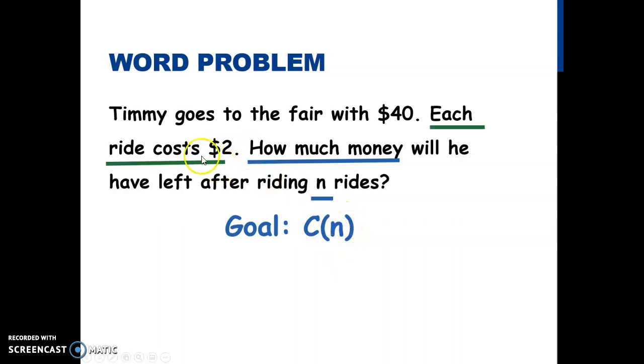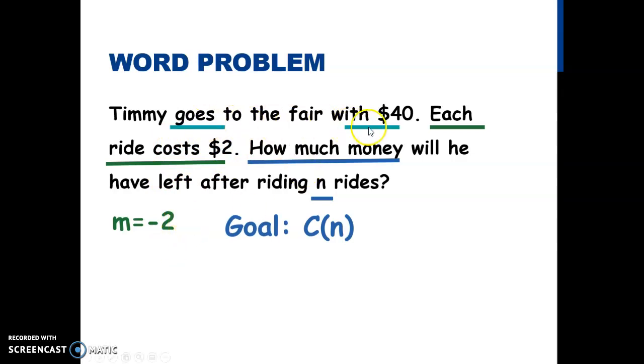Okay, so the information I've got to list is each ride costs $2. In terms of Timmy here, that's going to reduce the amount of money he has in his pocket, and that's why it's going to be a negative, and it's $2 per ride. So that's slope. Slope is that per word. I'm rephrasing this as $2 per ride. Per means slope for me.